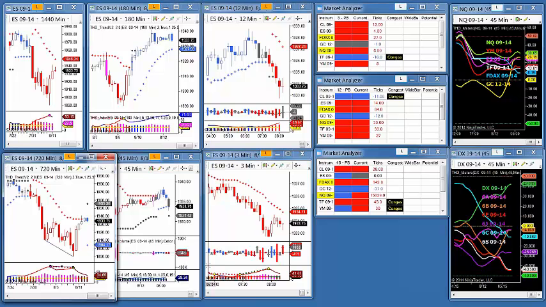Would that be a strong divergence? No, it really would not be. If you want to see a strong divergence, let me see.